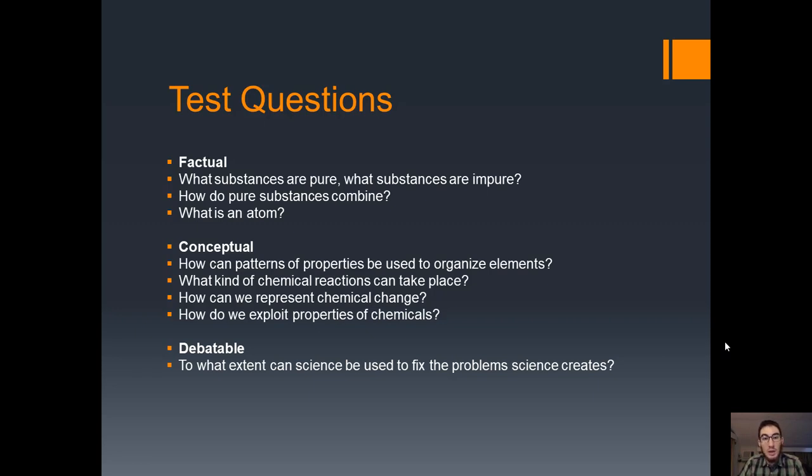How do we exploit properties of chemicals? By we, I mean people. I want to know how the properties of chemicals are exploited in human society and just by us in general.